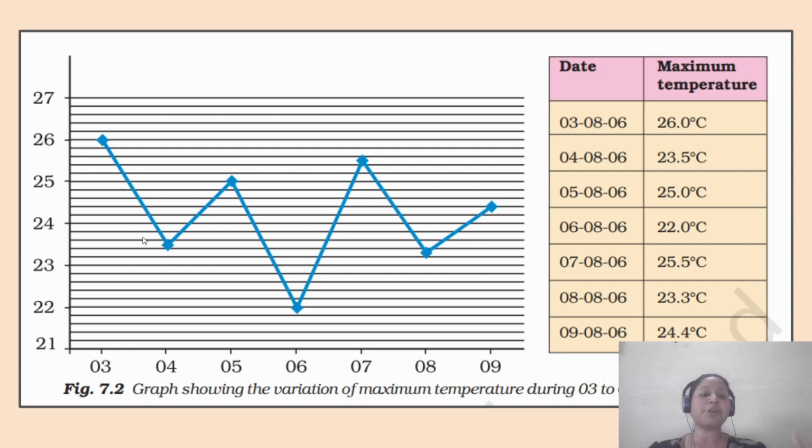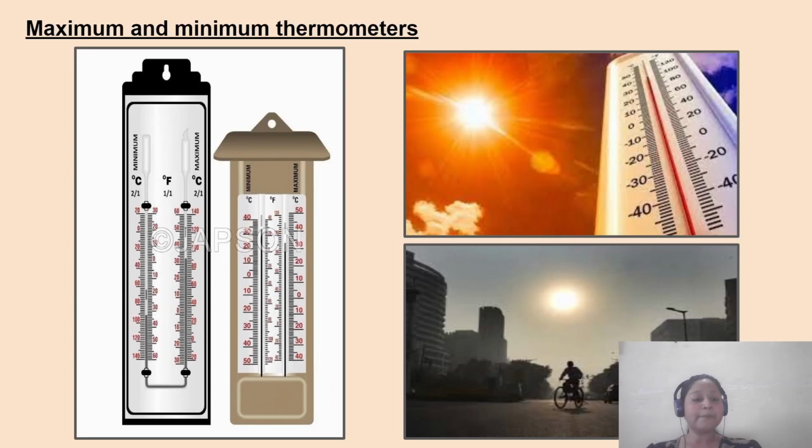So we cannot strongly say that yes, it's 26, so throughout it will be 26. We cannot predict that. It will change even in 1 hour also. So weather is highly unpredictable, but some amount of prediction can be done with the help of certain instruments and with the help of statistics, which we are studying right now.